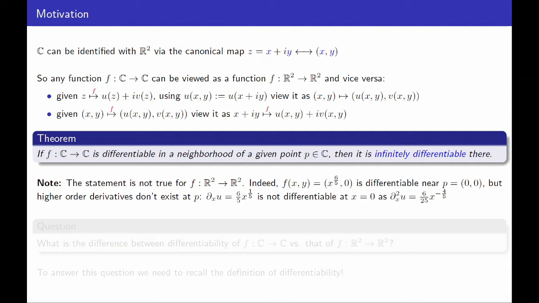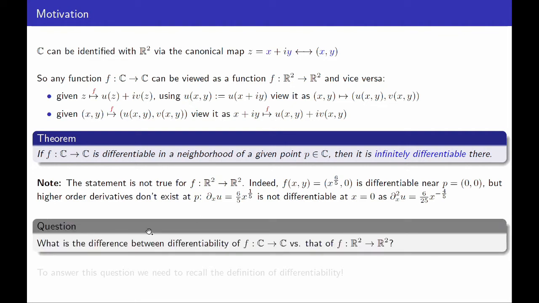But what do we mean by this? Because as we saw above, the function that maps C to itself is basically the same function that maps R2 to itself. It's just another way of rewriting the same function. So this is the question we're going to address in this video. What is the difference between differentiability of f from C to itself versus that of f from R2 to itself?